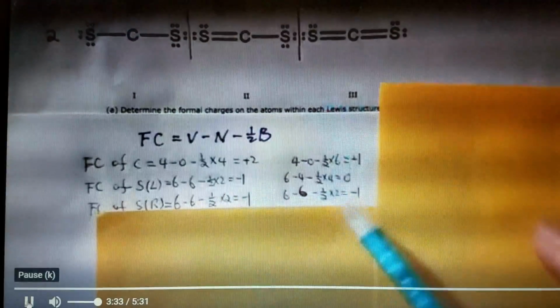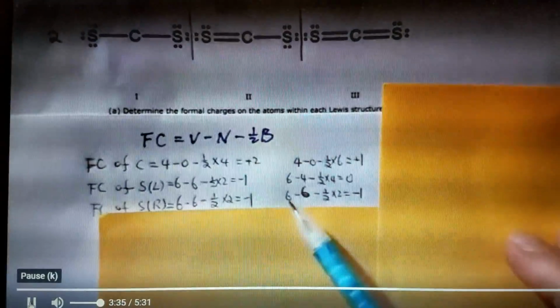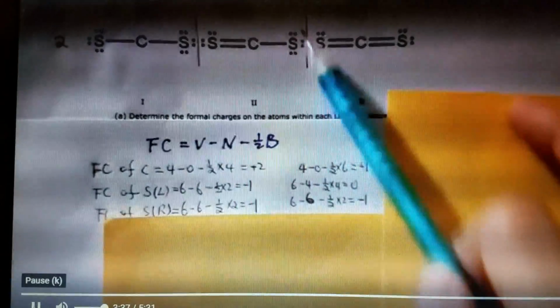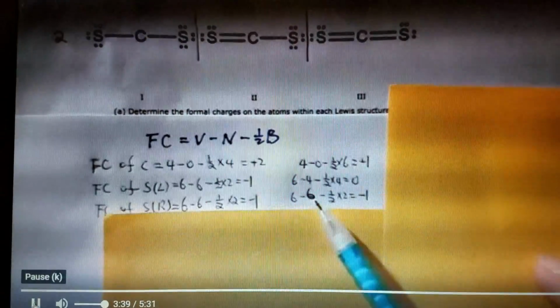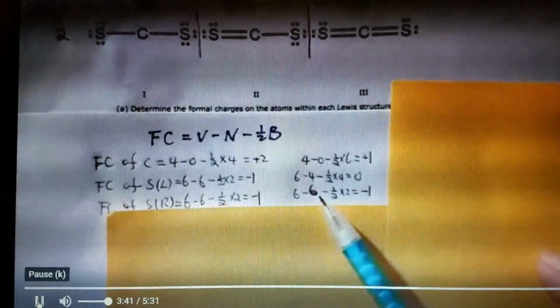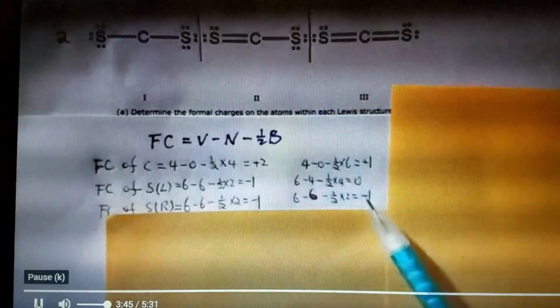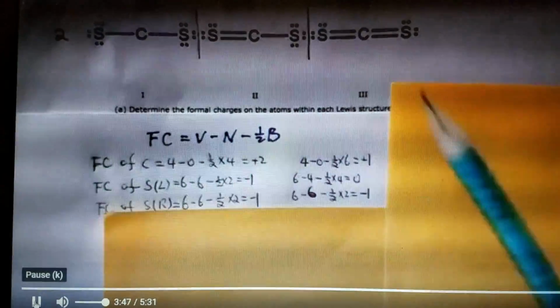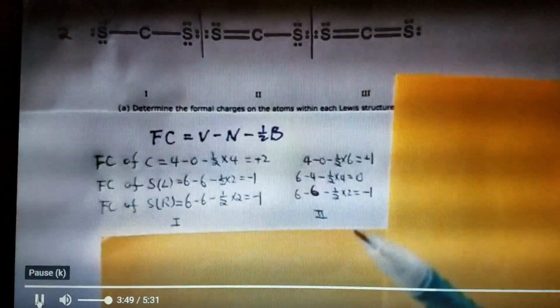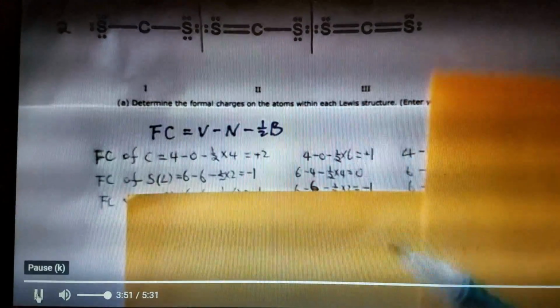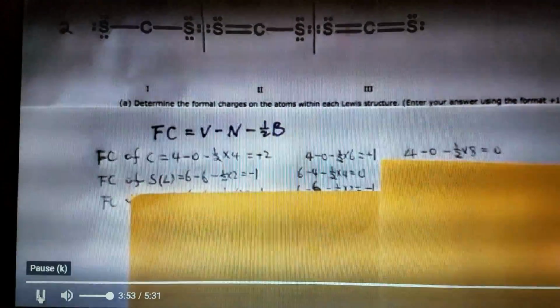Then let's take a look at the sulfur on the right. So again, 6 valence electrons. It has 6 non-bonding electrons or lone pair electrons, and just 1 pair of bonding electrons. So that's -1. That's for structure 2. Now let's do it for structure 3.